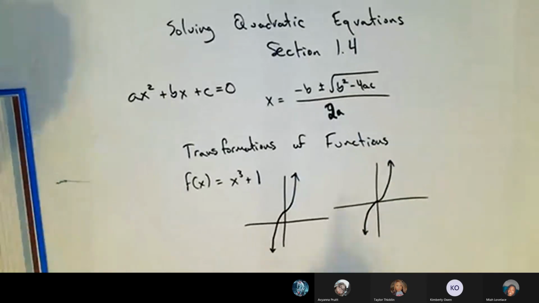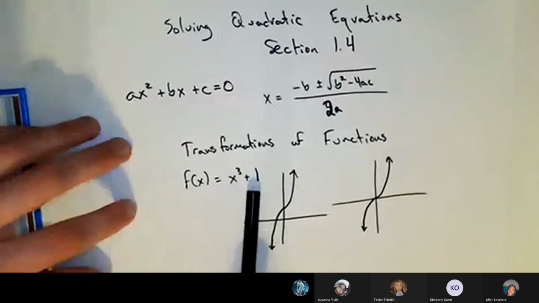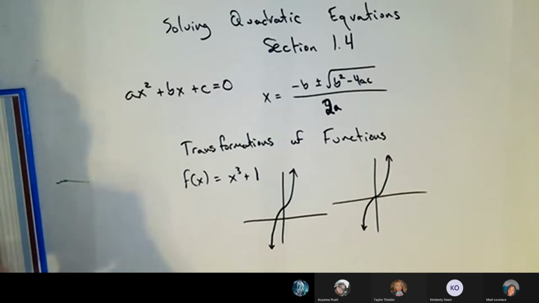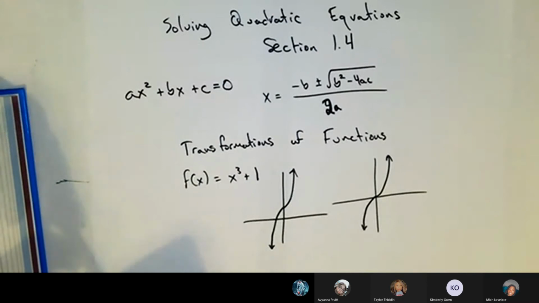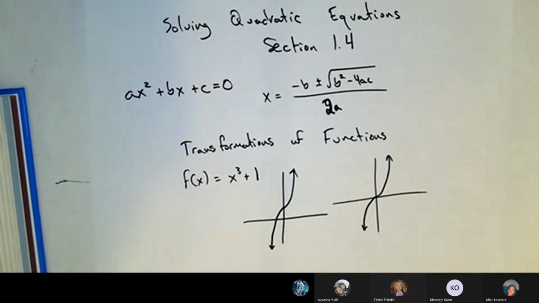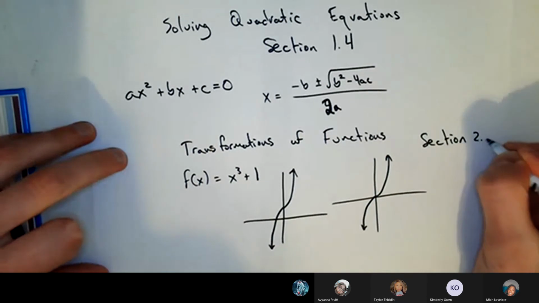So go look at those and recall what the different rules were. Adding or subtracting outside of a function scoots it up and down. Adding or subtracting inside of the function, inside the parentheses, in the input of the function, is going to be a horizontal shift, and all those rules. It would be great if you went and looked at those and at least glanced at them before we review on Friday. That would help a lot. That's section 2.6 if you need to know where that is in the book.